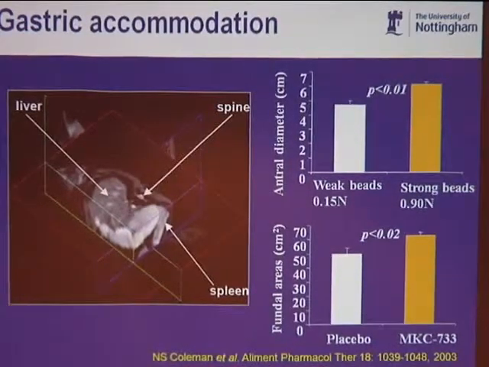Gastric accommodation is the way that the fundus of the stomach, which is the sort of storage part of the stomach, relaxes with respect to the meal. So we did an experiment where we gave strong beads within a model meal and weak beads within a model meal to look at the braking forces in the stomach, but we also observed that you get increased gastric accommodation with strong beads, so that in normal healthy volunteers given strong beads, the stomach relaxes in response to these beads. However, if you give a 5-HT antagonist, you get increased fundal areas.